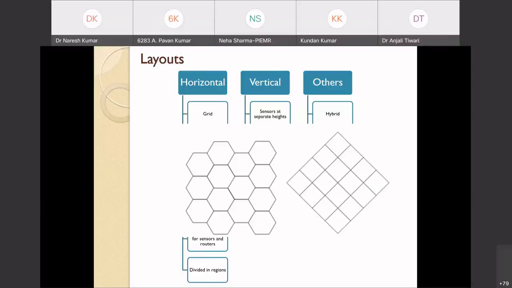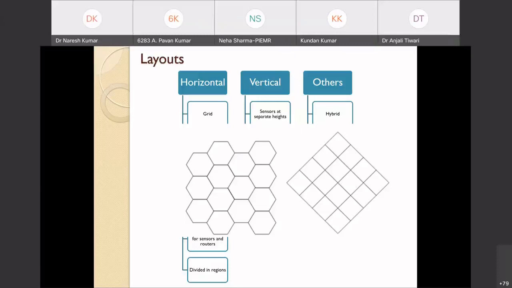Similarly, we have these tessellations, which you can see here. These tessellations are similar to polygons. The area may be hexagonal, a polygon, a square, or it may be triangular. So these tessellations are used to cover the entire area. Once we have a large greenhouse and we want to cover the entire greenhouse area, there we can utilize these tessellations. Otherwise, we can do it with the help of horizontal or vertical grids.